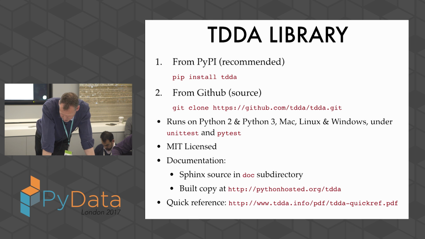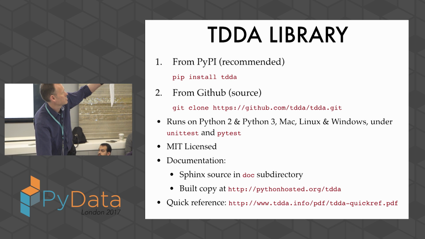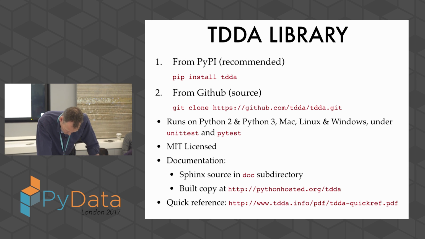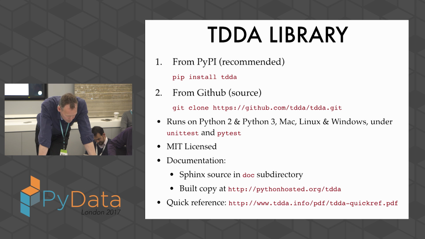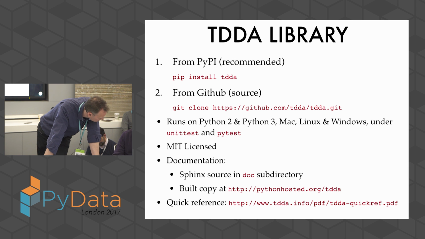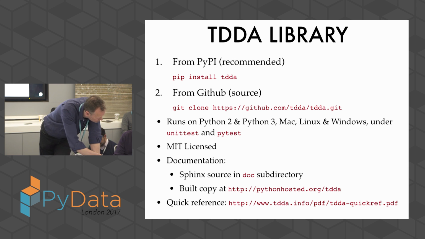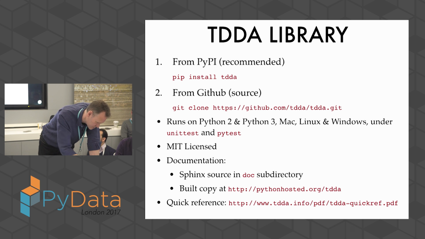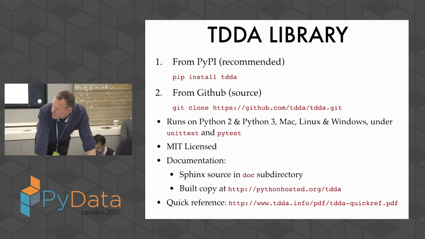There is Sphinx source documentation in the doc subdirectory of the source release. There's also a built copy online at pythonhosted.org/TDDA. And there's a quick reference guide, which some of you have, to the 2 main parts, the reference testing part and the constraint generation part, also available at that URL. Handily, the printed version of the cheat sheet has the documentation link wrong. It's actually right in the link, but it's difficult to click the link, it turns out, on a bit of paper. But it's updated online.